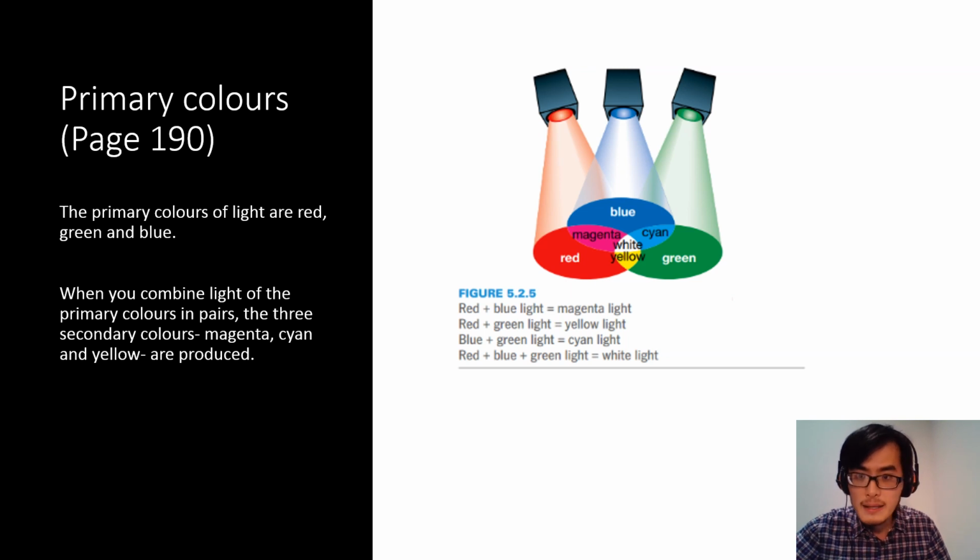So looking at the diagram on the right, you can see you have blue, red, and green. If you have a combination of red and blue, you get magenta. If you have a combination of blue and green, you get cyan. If you have a combination of red and green, you will get yellow. And if it's a combination of all colors, you will get white.